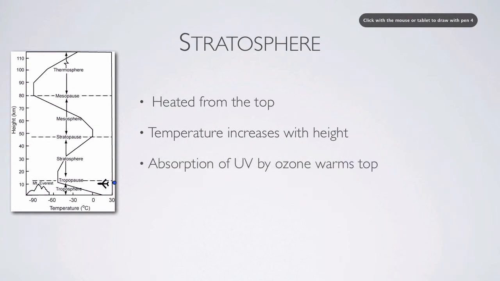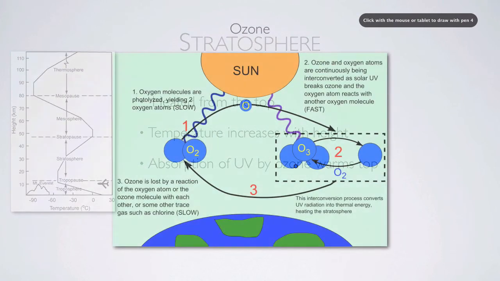Now the reason it's heated from the top is that there's a source of heating right here in the upper stratosphere, and that's the absorption of UV radiation by ozone. So we talked about how ozone has a very strong absorption band within the UV, and that absorption of the UV through a couple of different mechanisms releases a lot of energy and heats that portion of the atmosphere.